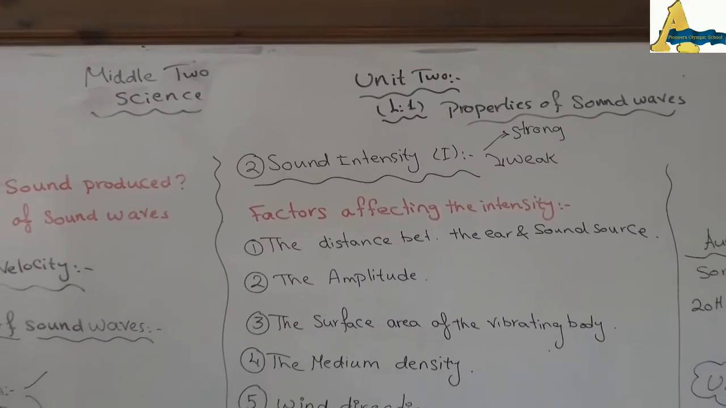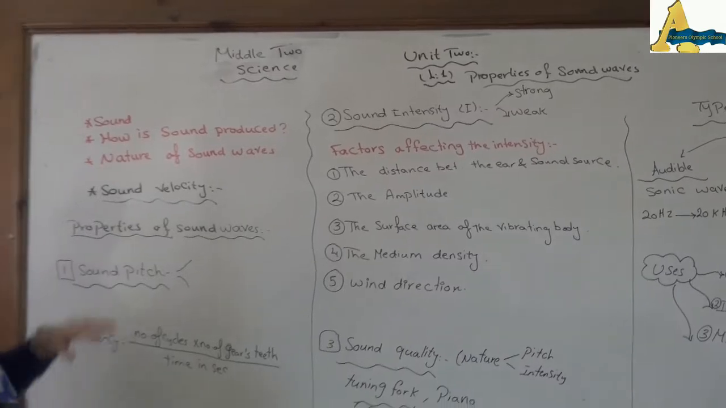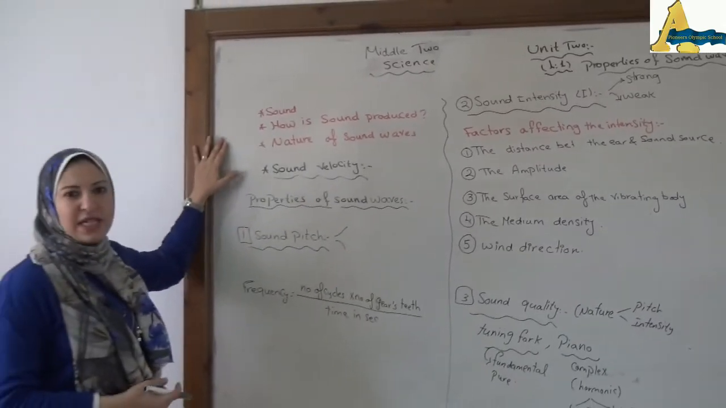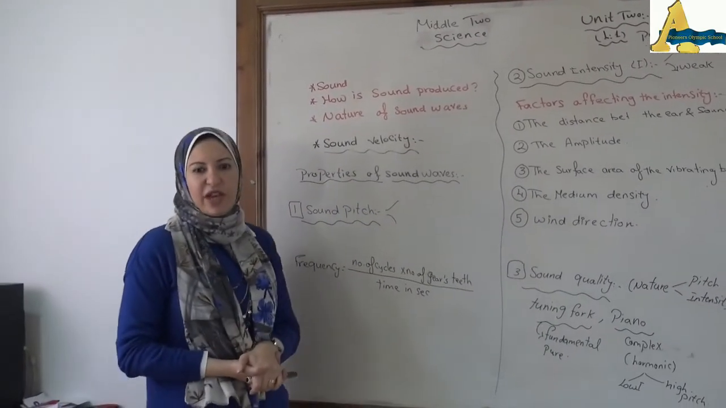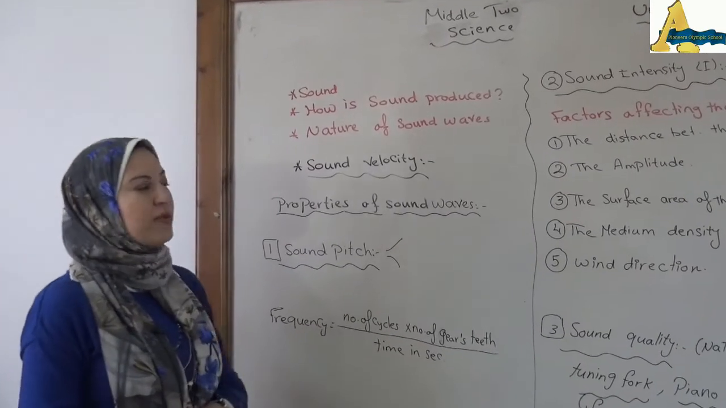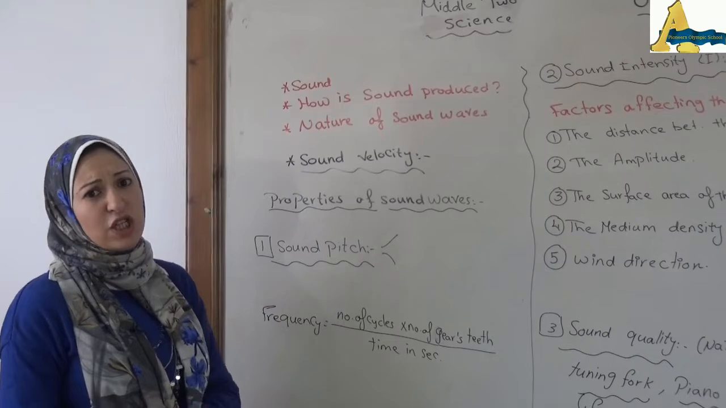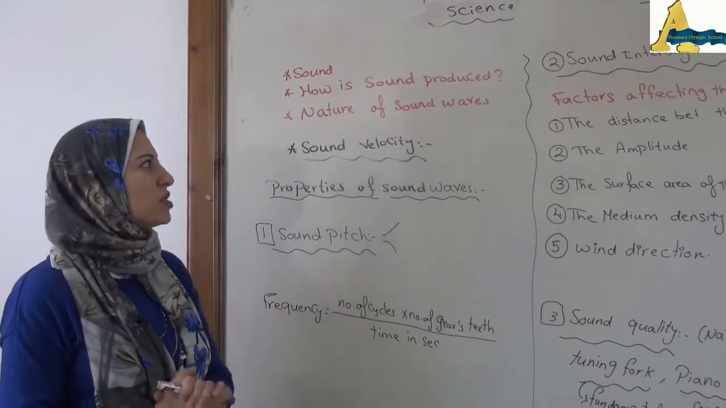Now we're going to start Unit 2, Lesson 1, Properties of Sound Waves. What is meant by sound? Sound is an external factor that affects the ear, causing the sense of hearing. How is sound produced? Sound is produced due to the vibration of the medium particles, and it stops when this vibration stops.